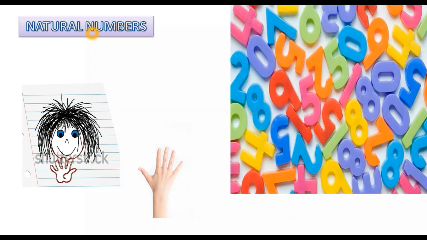Where do natural numbers start? So natural numbers start from 1, 2. That is where counting starts. But the question is, where does the counting continue?